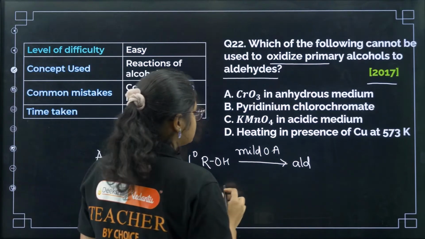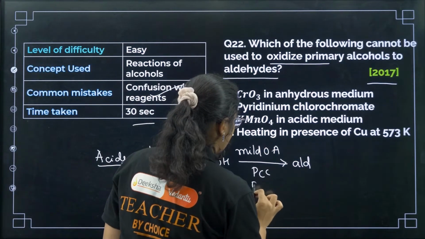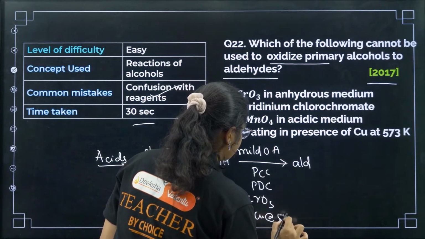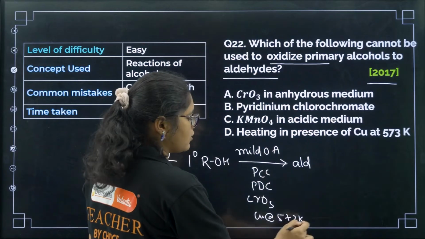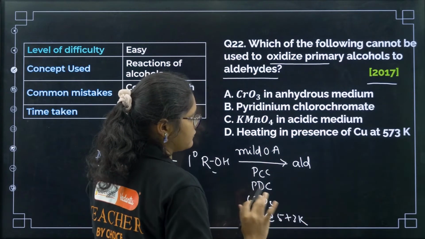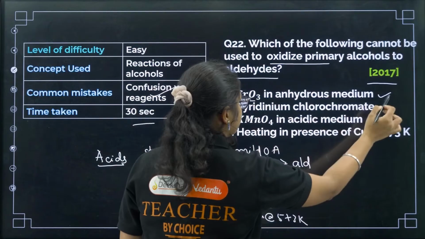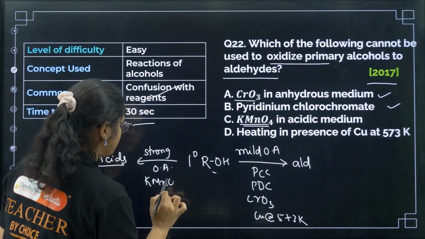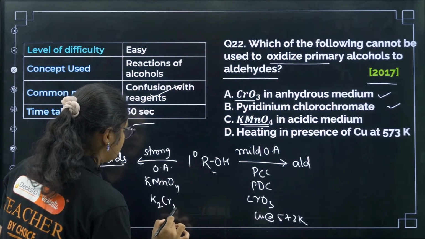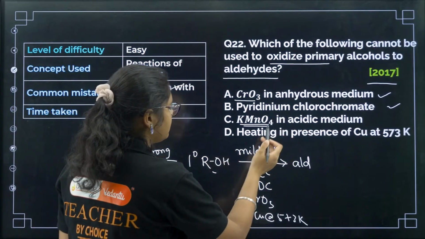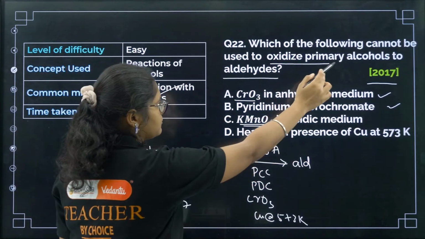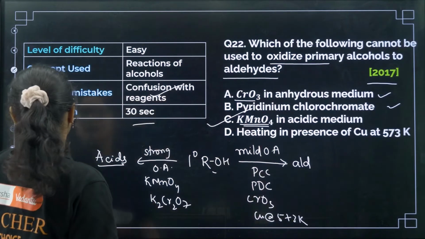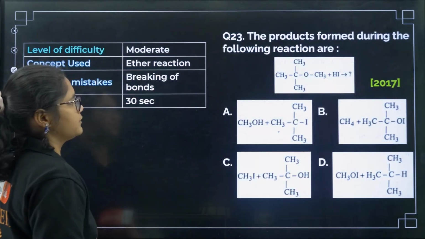Now, what are the mild oxidizing agents? We have PCC, we have PDC, we have CrO3, we have copper at 573 Kelvin. This is not an oxidizing agent, but can be used for this conversion. So you can see CrO3 is mild, PCC is mild, KMnO4 is a strong oxidizing agent, and K2Cr2O7 too. Strong oxidizing agents will convert alcohols to acids, so these cannot be used for alcohols to aldehydes. So option number C will be the correct answer. Okay, very simple question.